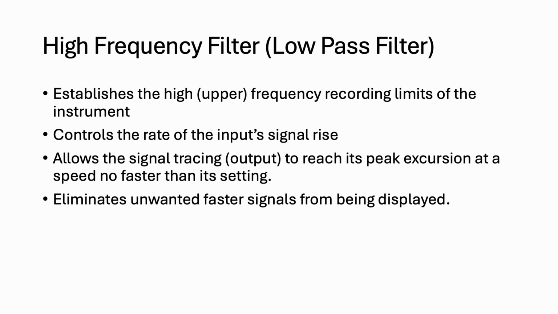So what do we use? The high frequency filter, or the low pass? It's all the lesser frequencies we're allowing in. It establishes the upper frequency recording limits of the instrument. It controls the rate of the input signal rise. So when we've got the time constant, when it goes up for the calibration signal, that is the high frequency filter. It allows the signal tracing to reach its peak excursion at no speed higher than its setting. It eliminates unwanted faster signals from being displayed.